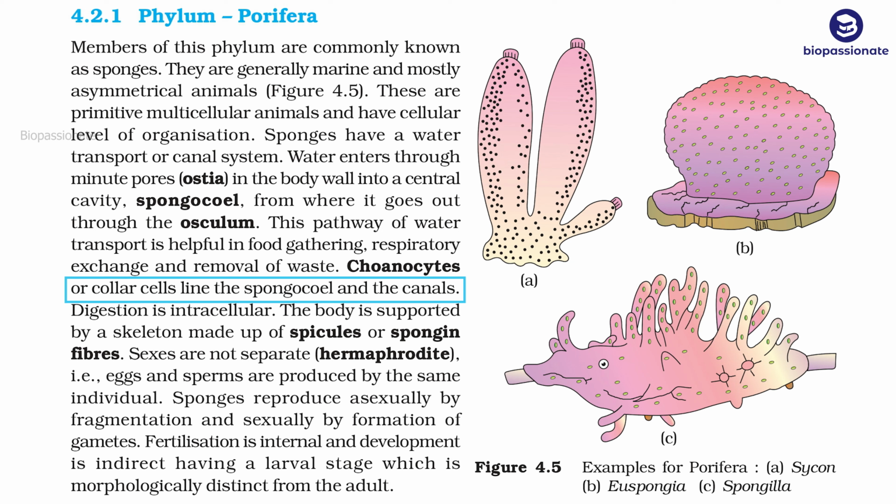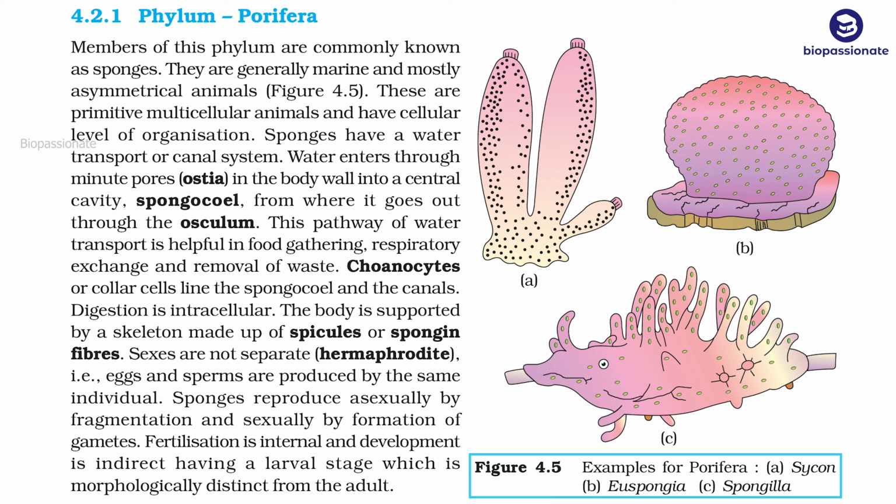Choanocytes or collar cells line the spongocoel and the canals. Digestion is intracellular. The body is supported by a skeleton made up of spicules or spongin fibers. Sexes are not separate. Hermaphrodite. That is, eggs and sperms are produced by the same individual. Sponges reproduce asexually by fragmentation and sexually by formation of gametes. Fertilization is internal, and development is indirect, having a larval stage which is morphologically distinct from the adult.